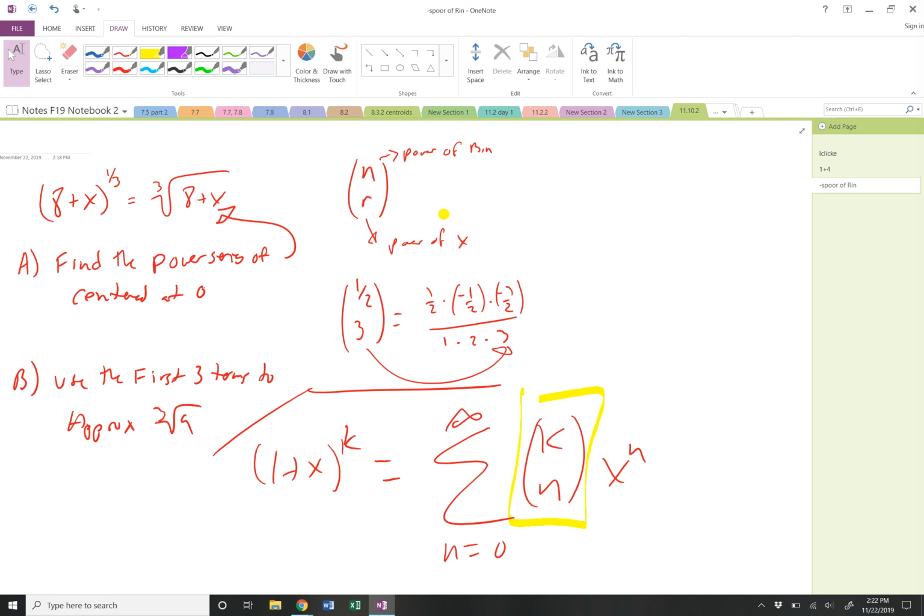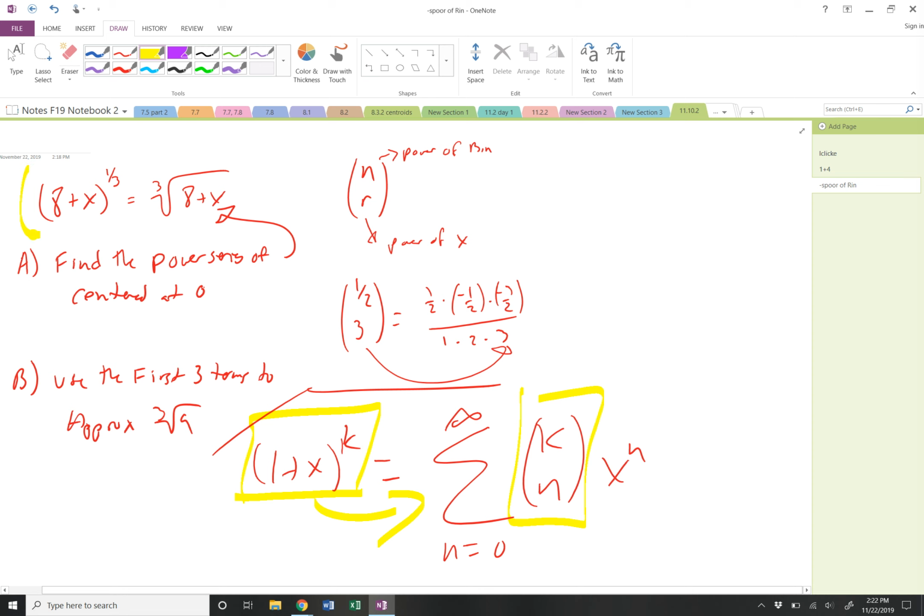Okay, so if we know we have a form of 1 plus x to the k, we can start using the binomial series. So think about how you can get this into the form of 1 plus x to the k and write it down as a series, and use the first three terms of that series to approximate the cube root of 9. Go.